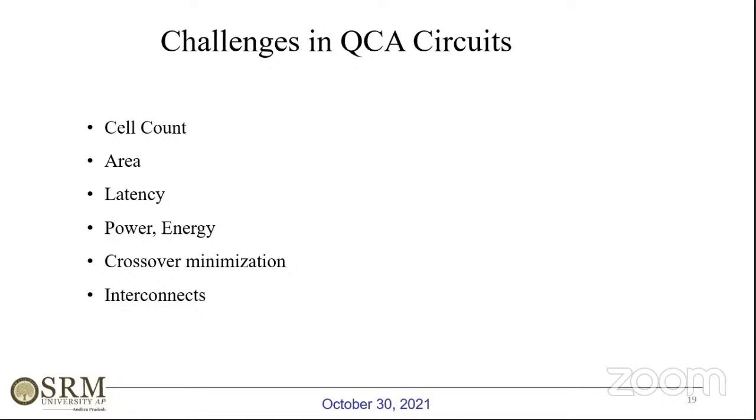challenges in QCA circuits. When we implement any digital circuit using QCA, we reduce the number of cell counts, and automatically the area is reduced. At the same time, we focus on latency. Latency means the number of clock cycles. Already we discussed clock zones, zone 0, 1, 2, 3. If we reduce the number of clock zones, then automatically it reduces the latency. When we reduce cell count, area, and latency, automatically the quantum cost is reduced. We focus mostly on quantum cost, and we reduce the power and energy, with minimum power dissipation and minimum energy dissipation. We also reduce the number of crossovers and interconnections.